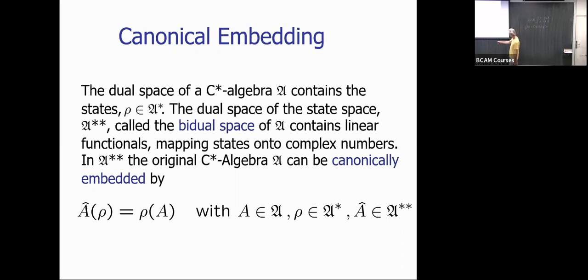So here we are in the algebra. We evaluate an element in the algebra by means of the state, and this gives us a complex number. But equivalently, we can look at the state and evaluate the state by one of its linear functionals, which also gives a complex number. And this is the rule to identify elements of the original algebra with elements of the bidual of the algebra. This is the so-called canonical embedding.